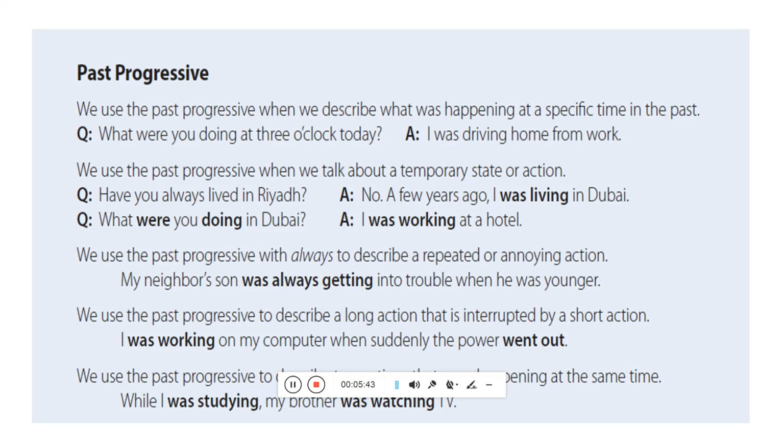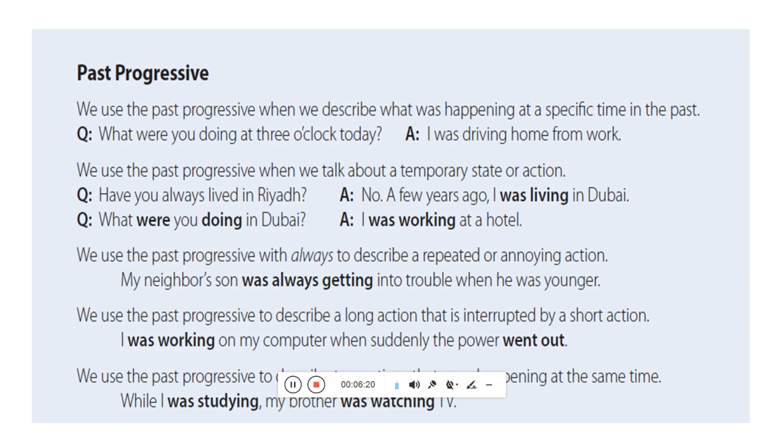What were you doing at 3 o'clock today? I was driving home from work. We use the past progressive when we talk about a temporary state or action. Have you always lived in Riyadh? No. A few years ago, I was living in Dubai. So he's talking about a specific period of time, a few years ago, when he was living in Dubai. He was living in Dubai and then left. What were you doing in Dubai? I was working at a hotel.